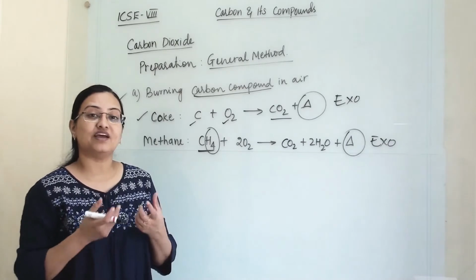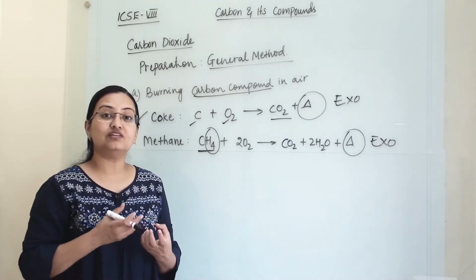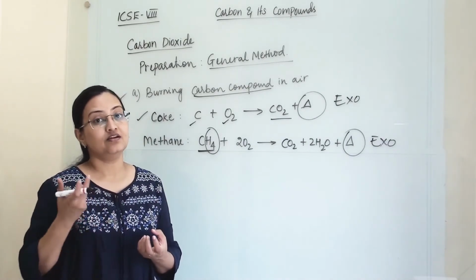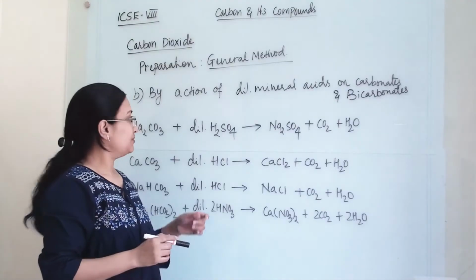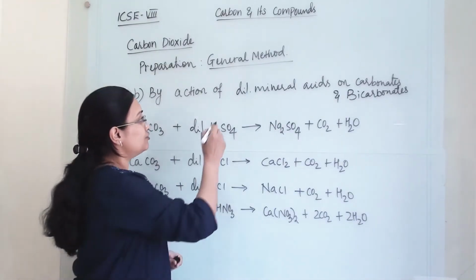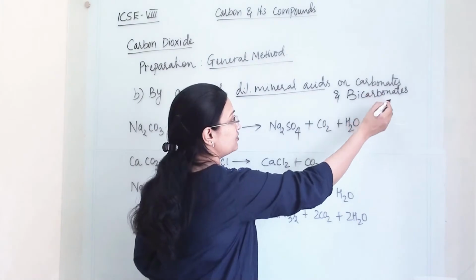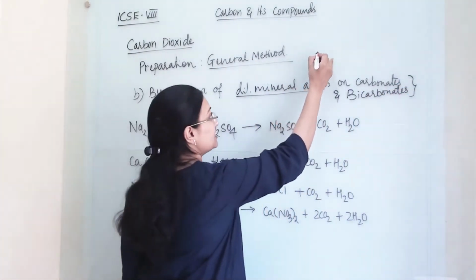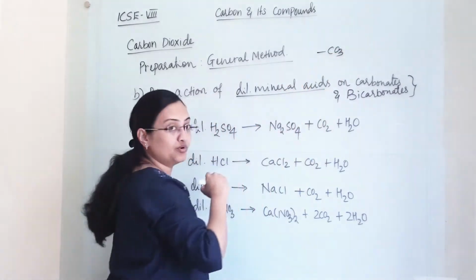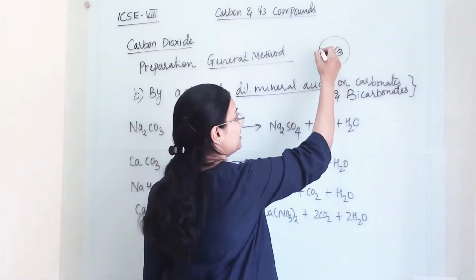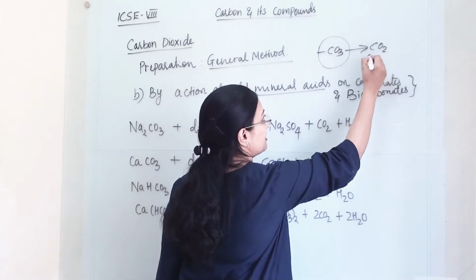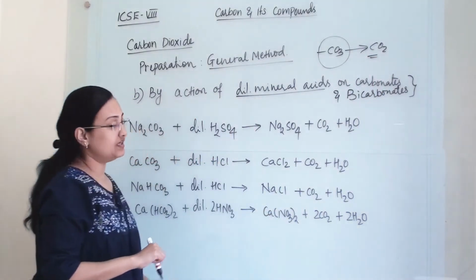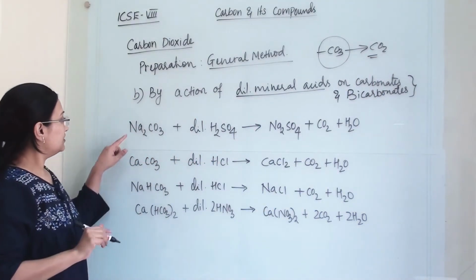Now we will see when a carbon containing compound reacts with acid, what will happen. Now we will see the action of dilute mineral acid on carbonates and bicarbonates. Why carbonates and bicarbonates? Because they have the carbonate group, and this carbonate group, when we heat it, carbon dioxide gas will evolve at the end. So let us see the reaction.